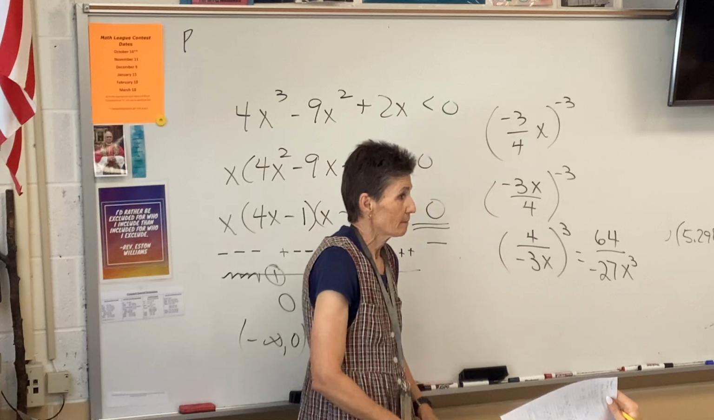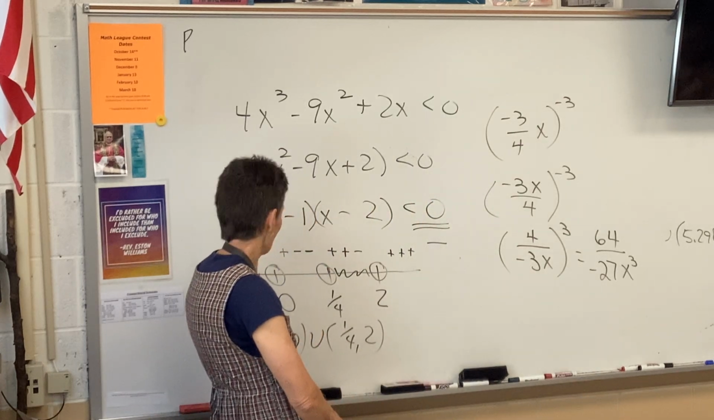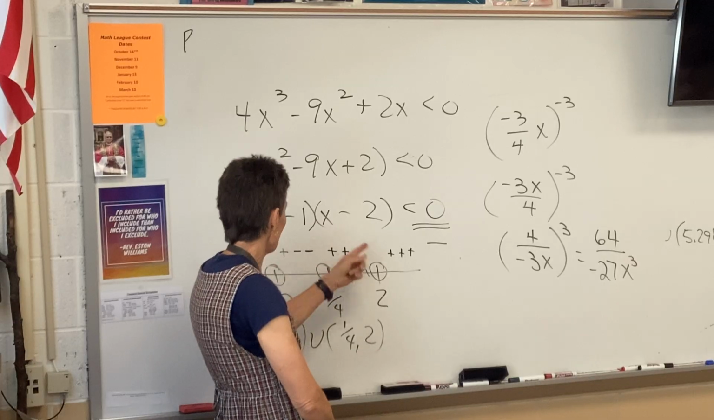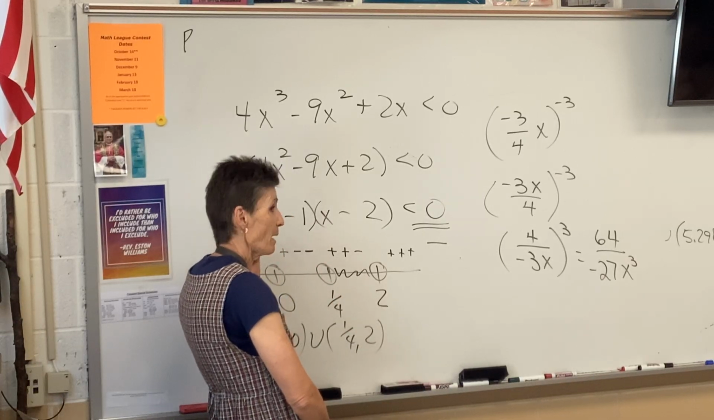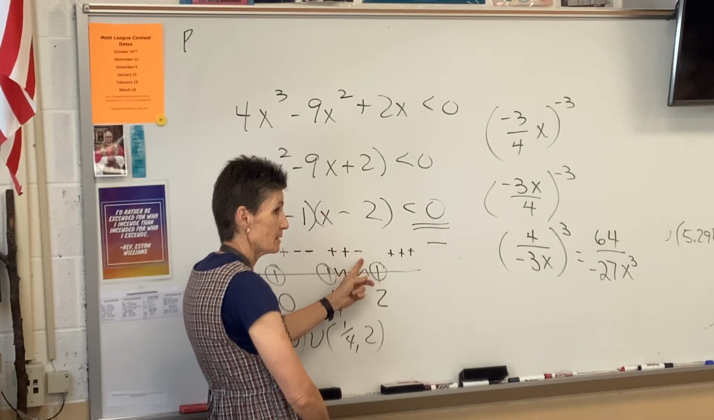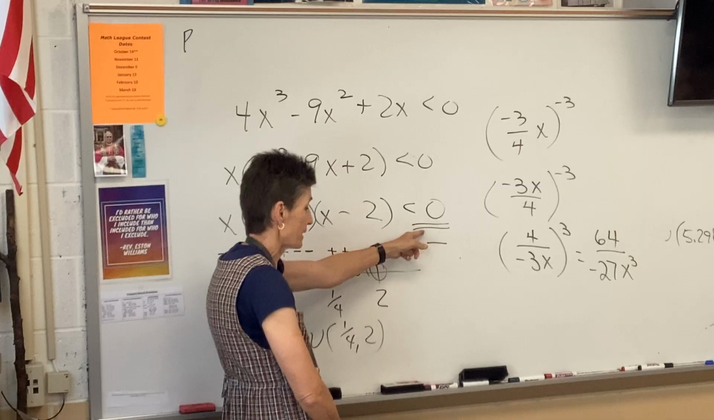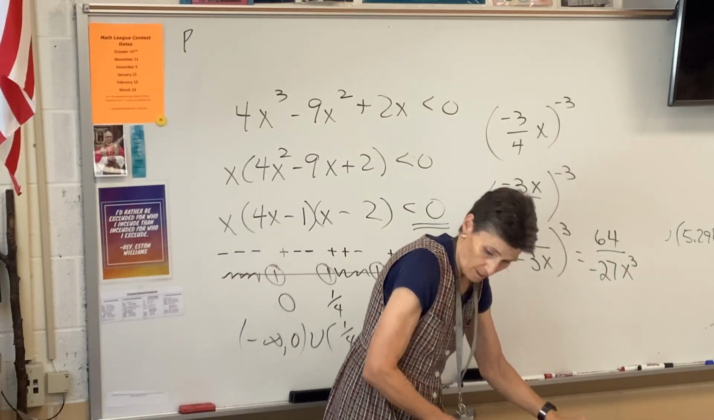I have a question about doing that. Where do you get the minus and the plus? Putting a number in. So like if I put in the number 1, that's positive, that's positive, that's negative. So that region would be negative, which is what I want. That's why it's shaded in. Okay.